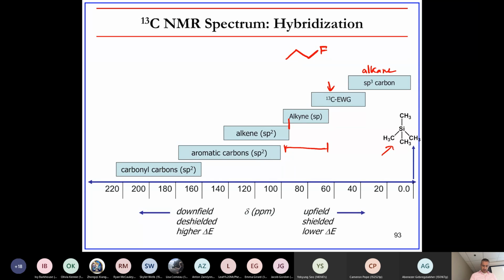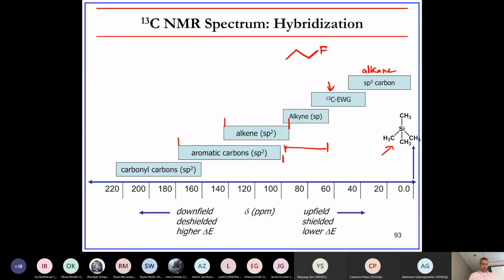Alkene sp2 somewhere between about 100 and 130. Aromatics, which are also sp2, cover much of the same range but can go out a little bit further. I'd say it's pretty rare for an aromatic carbon to go past 140, 150. Can happen. And then carbonyl carbons, which are also sp2 hybridized, are somewhere from 160 up to about 220.